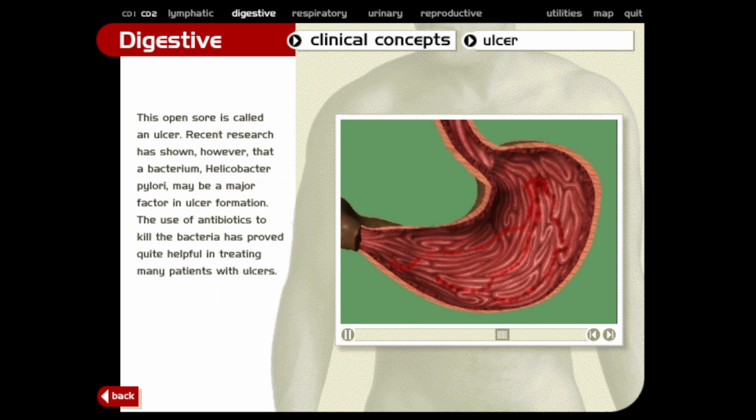Recent research has shown, however, that a bacterium, Helicobacter pylori, may be a major factor in ulcer formation. The use of antibiotics to kill the bacteria has proved quite helpful in treating many patients with ulcers.